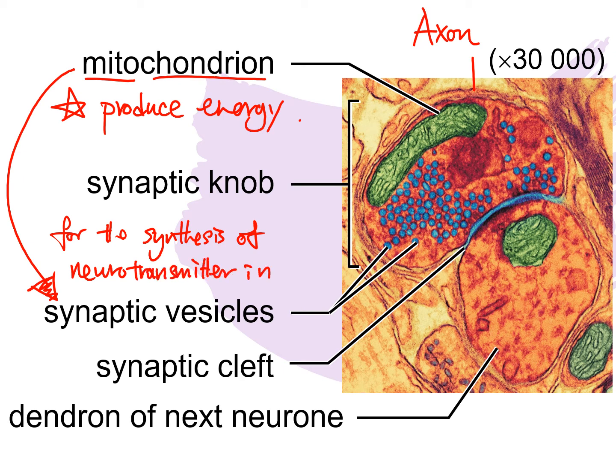in the synaptic vesicle. This is the reason why you have a lot of mitochondria in the axons.